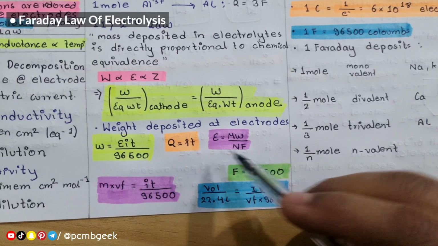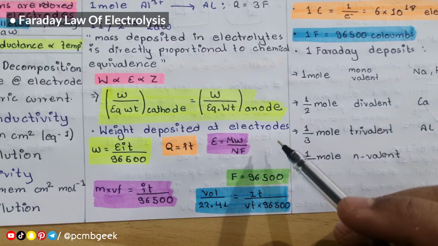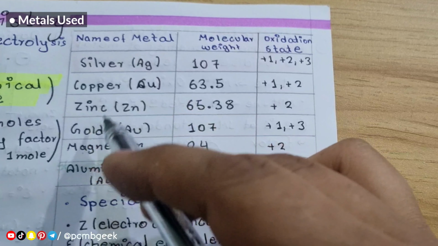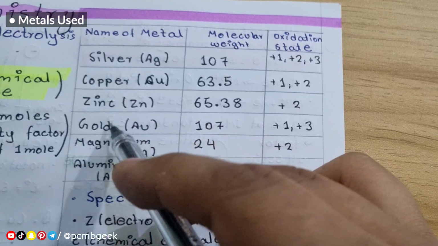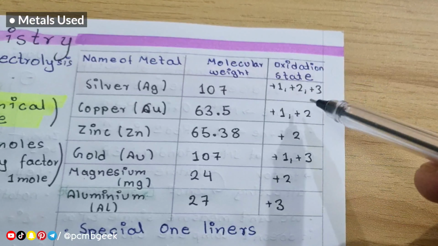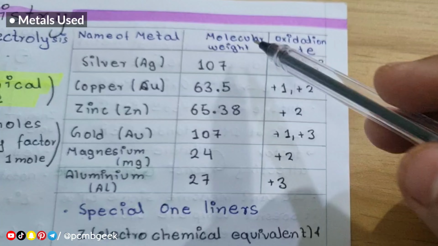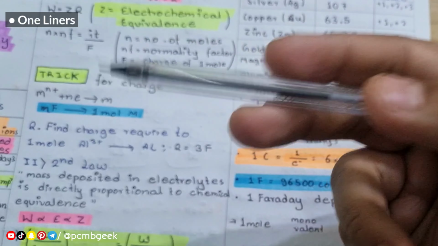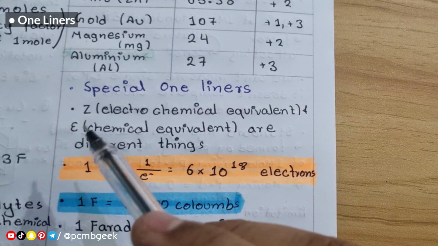Now you can refer to these 6 formulas for calculating weight deposited at electrodes. The most commonly used metals for electrolysis or electrolytic cell are silver, copper, zinc, gold, magnesium and aluminum, which show this type of variable oxidation state and have their respective molecular weights.